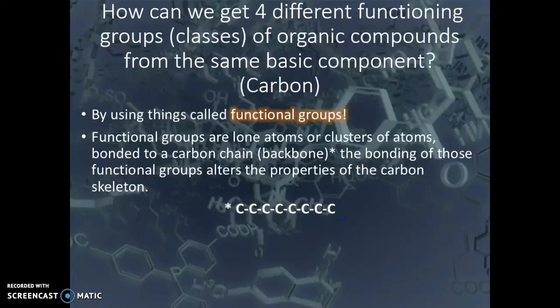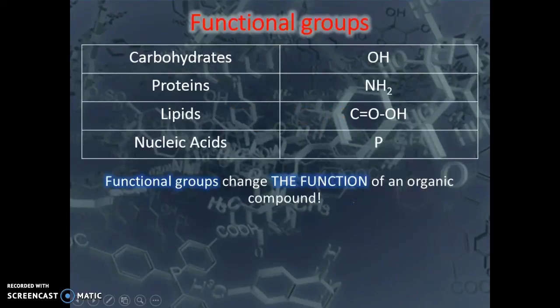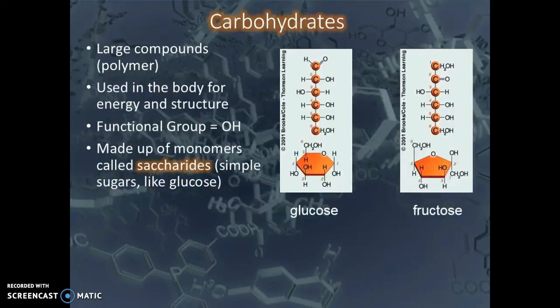Or something else that will make it into a different compound, like an OH group makes it a carbohydrate, an NH2 makes it a protein. This long carbon double bonded to an O and then an OH makes it a lipid, and then nucleic acids is a phosphate group. This just determines what function that long chain of carbons is going to have, and that's why it's called a functional group.